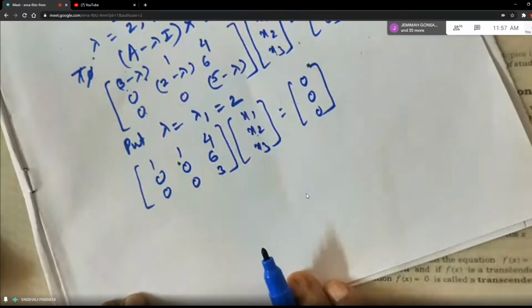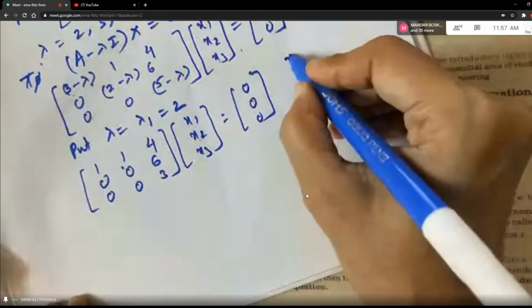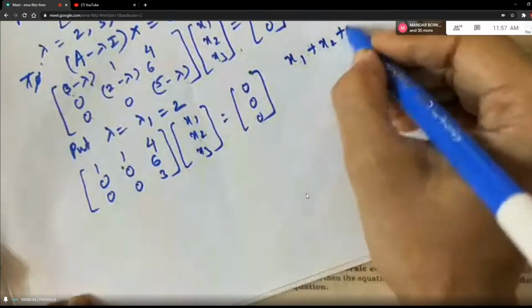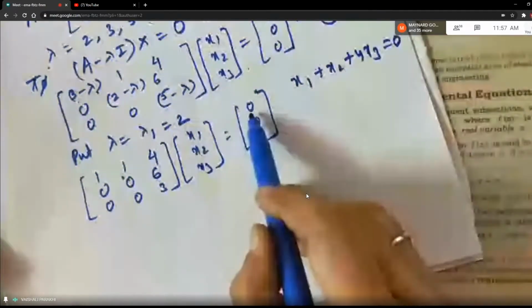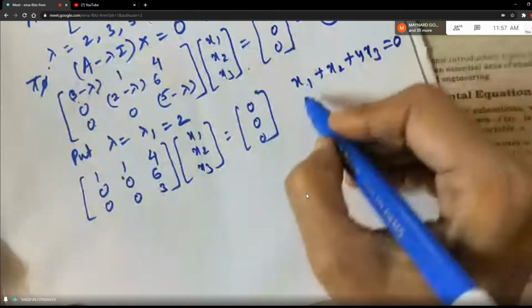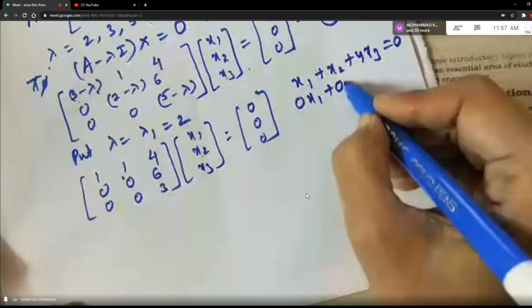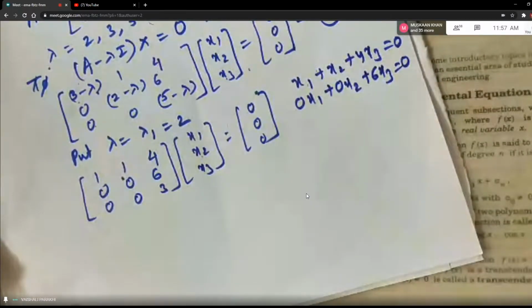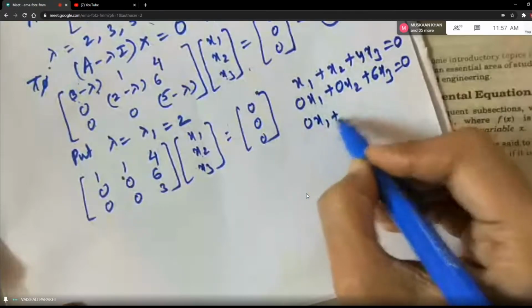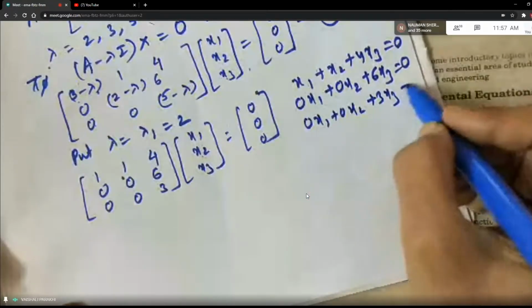Now one more thing. When you write this matrix equation, this equation will give you a total of 3 equations. What are these 3 equations, students? It is x1 plus 1x2 plus 4x3 is equal to 0. What exactly am I doing? Row into column, is equal to 0. Second row into the column, that is 0x1 plus 0x2 plus 6x3 is equal to 0. And then 0x1 plus 0x2 plus 3x3 is equal to 0.